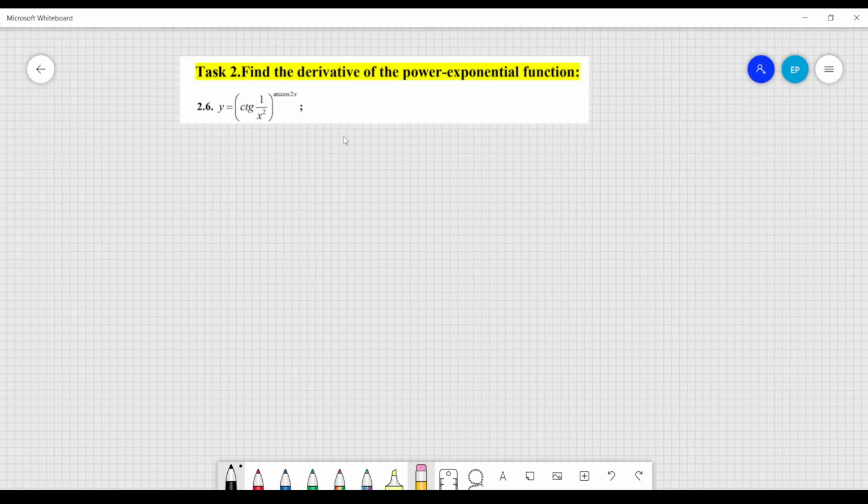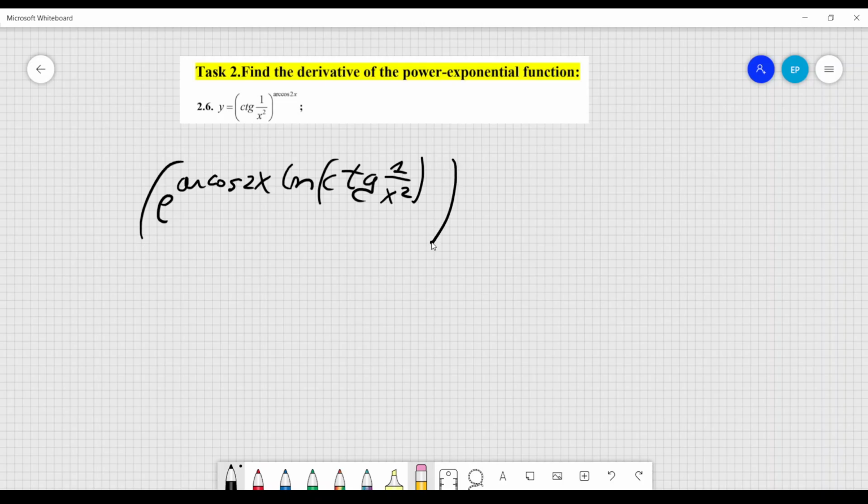Here we have to find the derivative of this function. So let me rewrite this function like this. I rewrite it as e to the log of this same function here, and in that case I can also rewrite it as arc cosine of 2x times the natural log of the cotangent of 1 over x squared. Okay, so I have to find the derivative of this function.